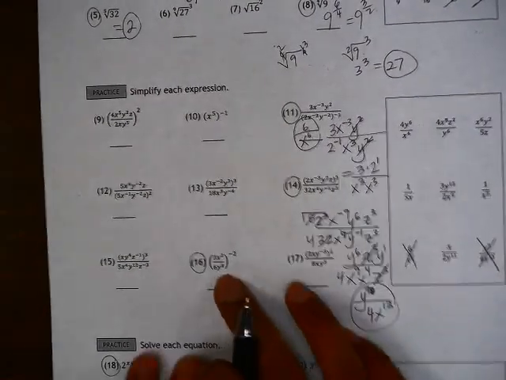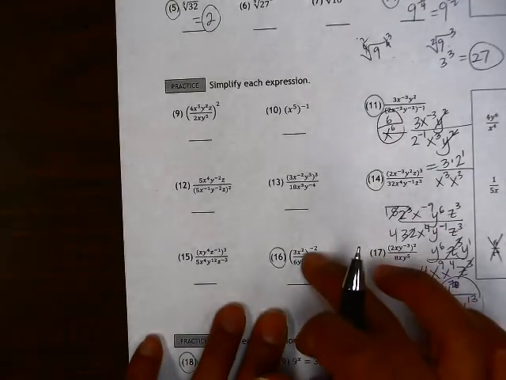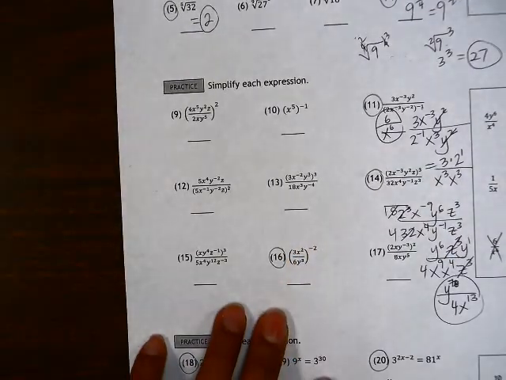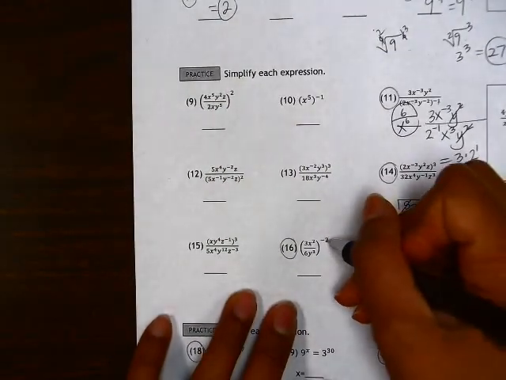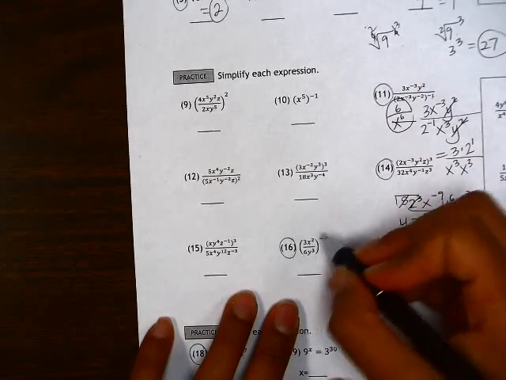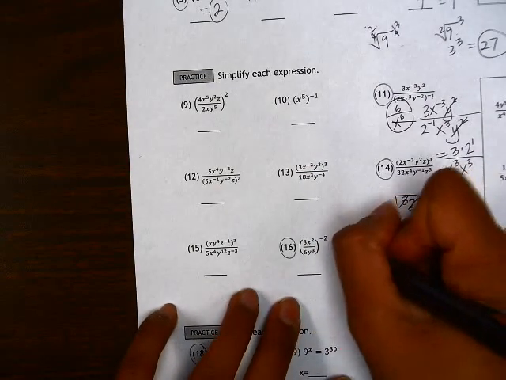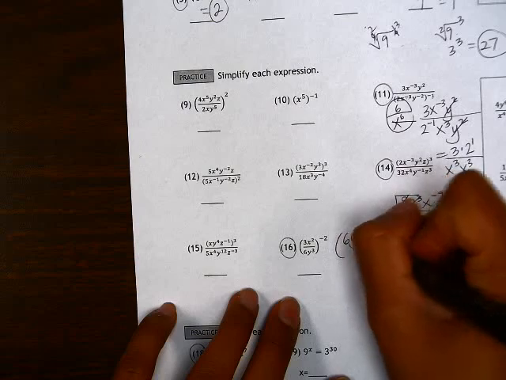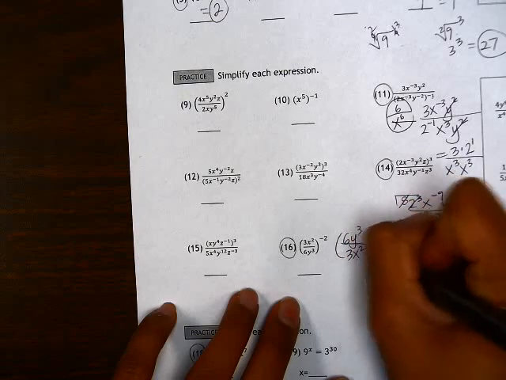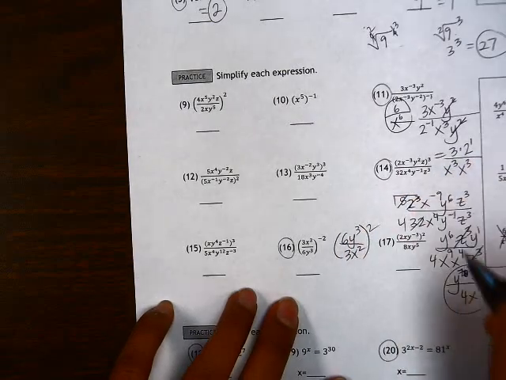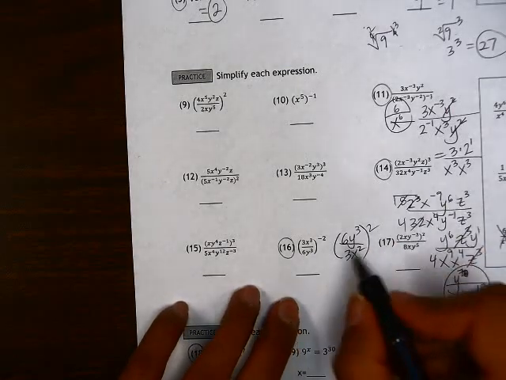Alright, last one in this section, number 16. All of this is being raised to the negative 2. So when we have a negative exponent, we're just going to take the reciprocal so that we can change it to a positive 2. So the reciprocal of this fraction is 6y cubed over 3x squared, and then we're going to change this to a positive 2.